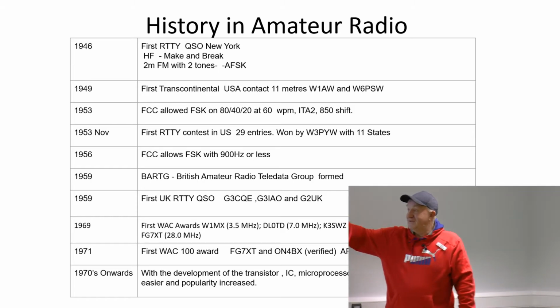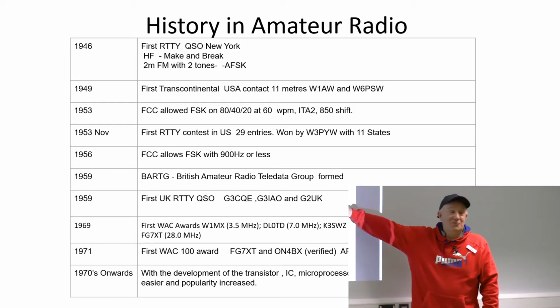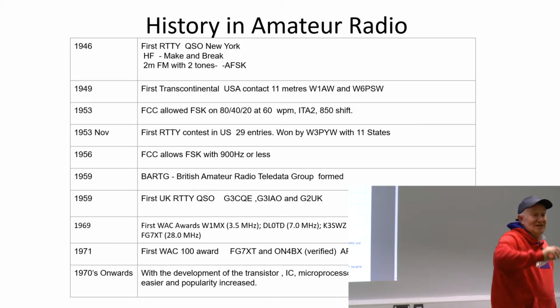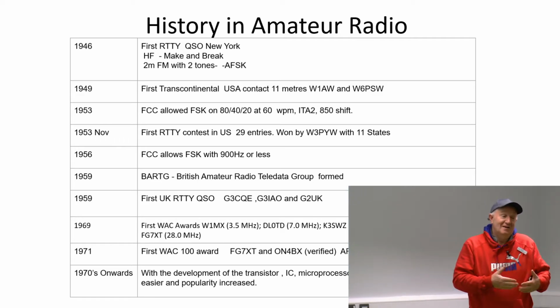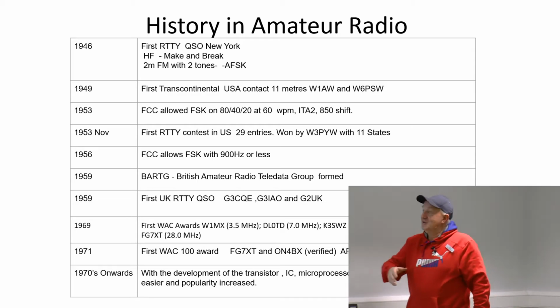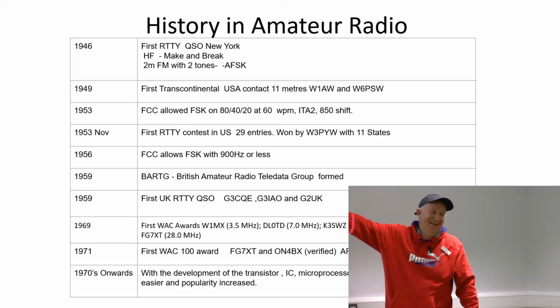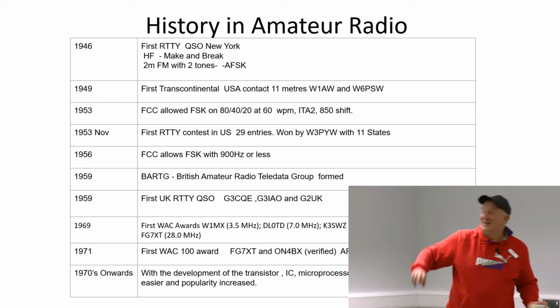End of 53, there was the first Ritty contest. The organisers were very upset about this, because in the US there were about 400 operators of Ritty. They ran this competition because everybody said, oh, we want to take part, and they only got 29 entries. So they were not pleased. If you read the article, there's a little article about it.